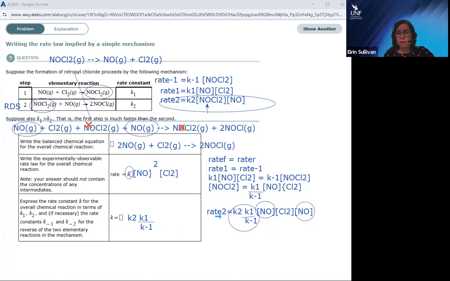Okay, so hopefully that will help you deal with situations where your second step is the slow step, so your second step is the rate determining step, and your issue is that you have a concentration of the intermediate in there, okay? So you have to make sure you can write the concentration of the intermediate in terms of the concentration of your actual reactants.